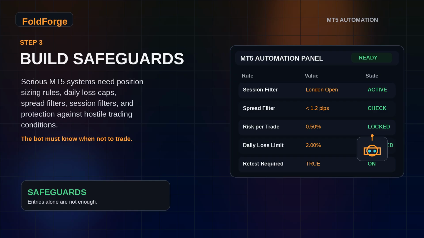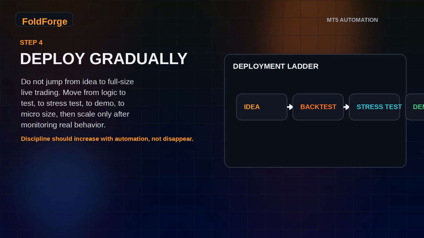Fourth, deploy gradually. Do not go from idea to full-size live automation. Go from logic to test, to stress test, to demo or micro size, to monitored live deployment. Automation should increase discipline. It should not eliminate supervision. Let me make this simple.